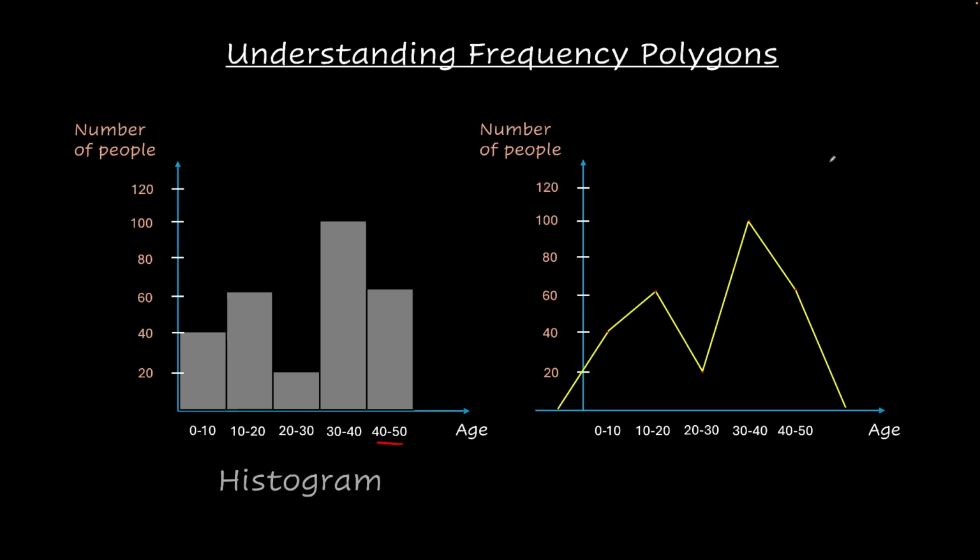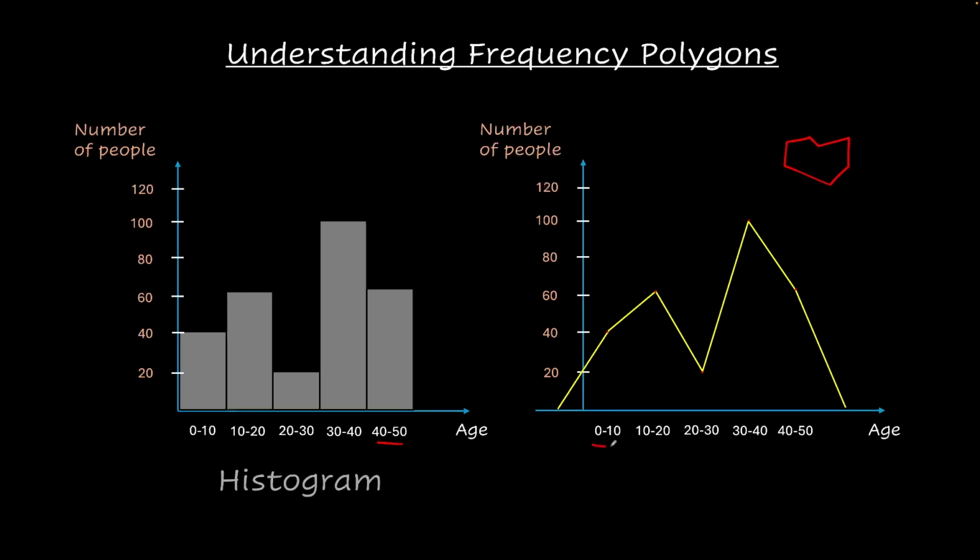A polygon is a closed figure made up of multiple line segments. And that's exactly what this is here. So this is a closed figure, including the x-axis, a polygon. Now, frequency is the number of times a value occurs.